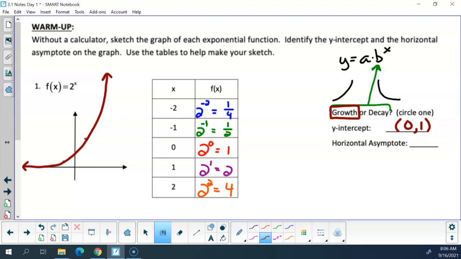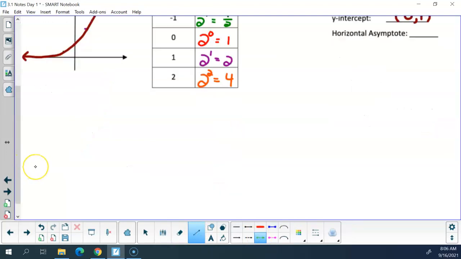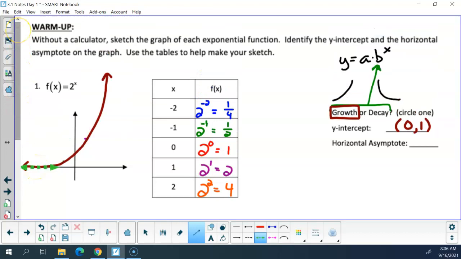So my question to you is, will this maroon function ever be negative? Is there any power that I can throw onto 2 to give me a negative number? No, because 2 is always going to be positive. So it's always going to be positive. Therefore, we have a horizontal asymptote at y equals 0. Love it.